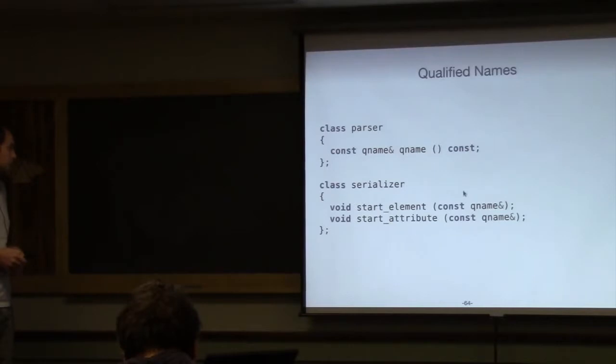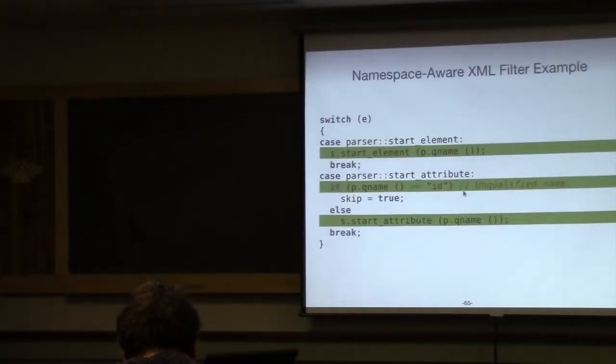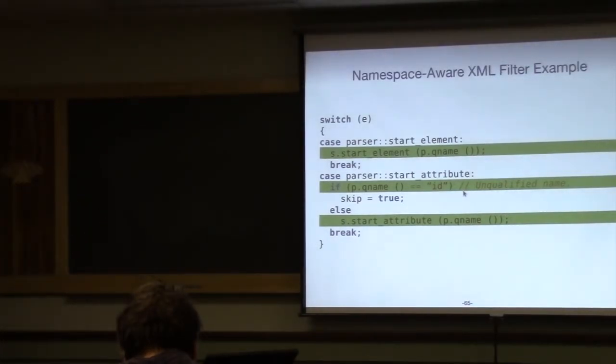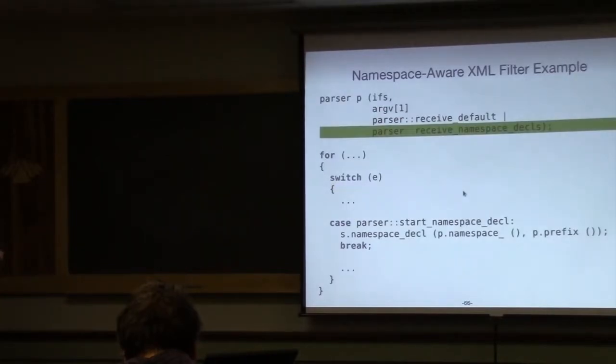Okay. So the first thing that we need to do to make our filter namespace aware is to start using qualified names instead of the local ones. So that's pretty easy. We just change name to QName. There's another thing that we have to do.